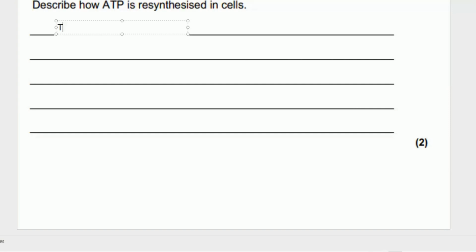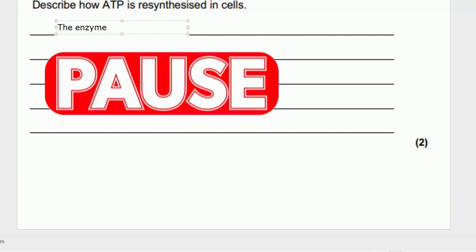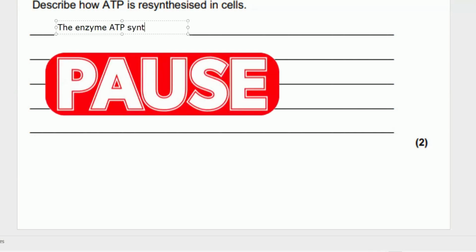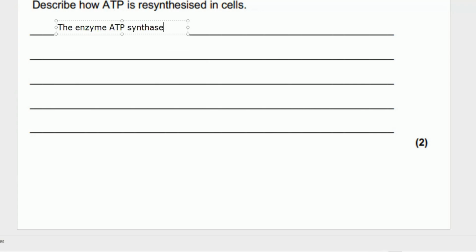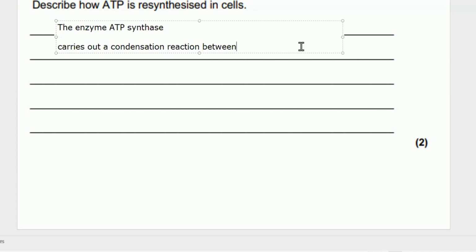Pause the video, have a go. So, yeah, the enzyme ATP synthase is involved in making ATP. Remember, that's the one that synthesizes ATP. What it does is a condensation reaction where water is released. So these are all facts we can put down. Again, it's a describe question, so just reel off the content.